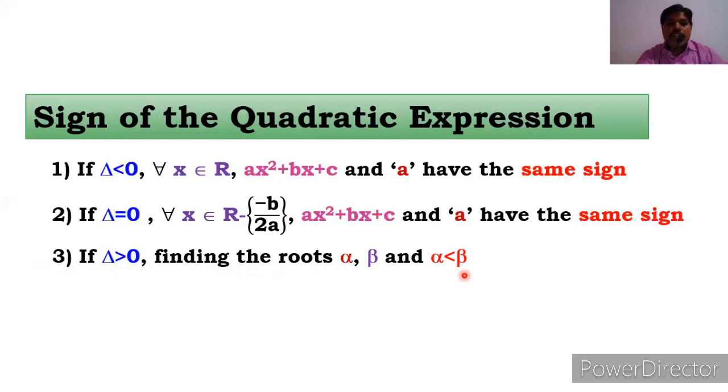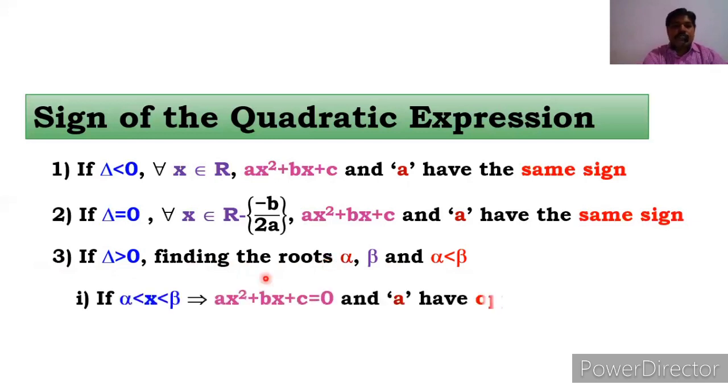So here two cases exist. The first case, you have to see this one. If alpha less than x less than beta, then ax square plus bx plus c and a have opposite sign. That means if alpha less than x less than beta, then these two have opposite signs.